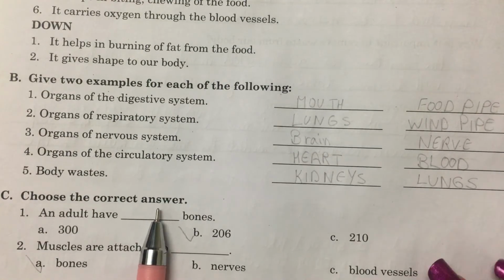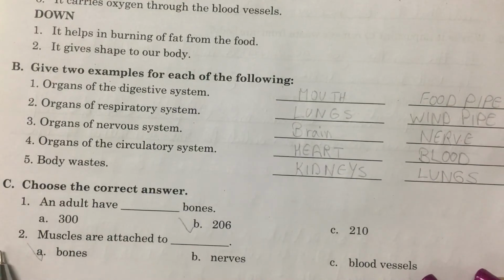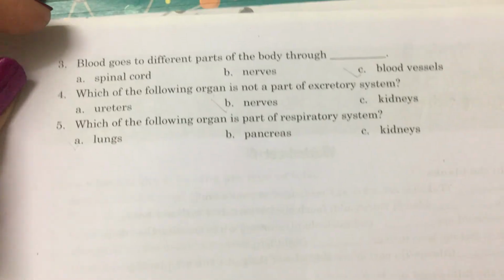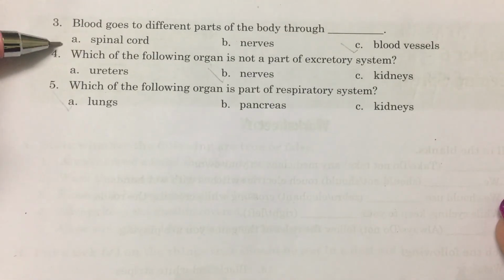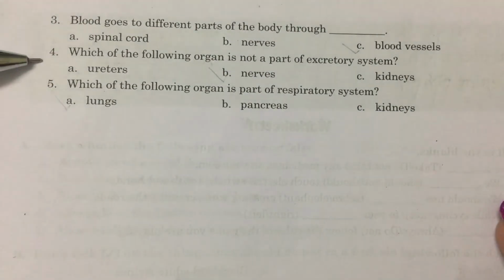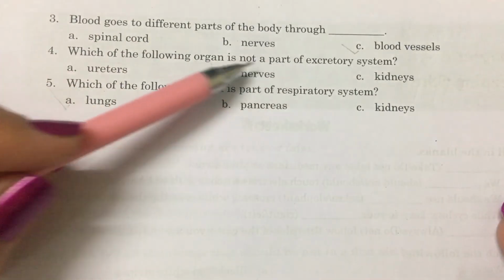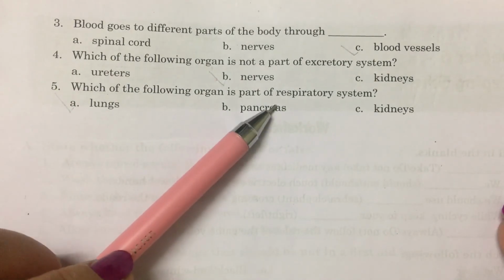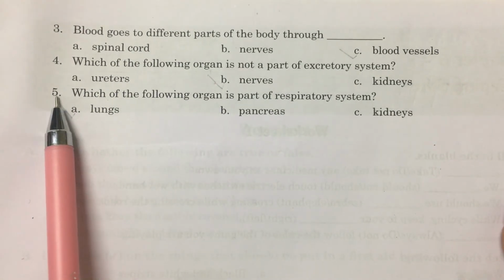Choose the correct answer. Number 1, an adult has 206 bones. Number 2, muscles are attached to bones. Number 3, blood goes to different parts of the body through blood vessels. Number 4. Which of the following organs is not a part of excretory system? The nerve. And number 5. Which of the following organs is part of respiratory system? Just the lungs.